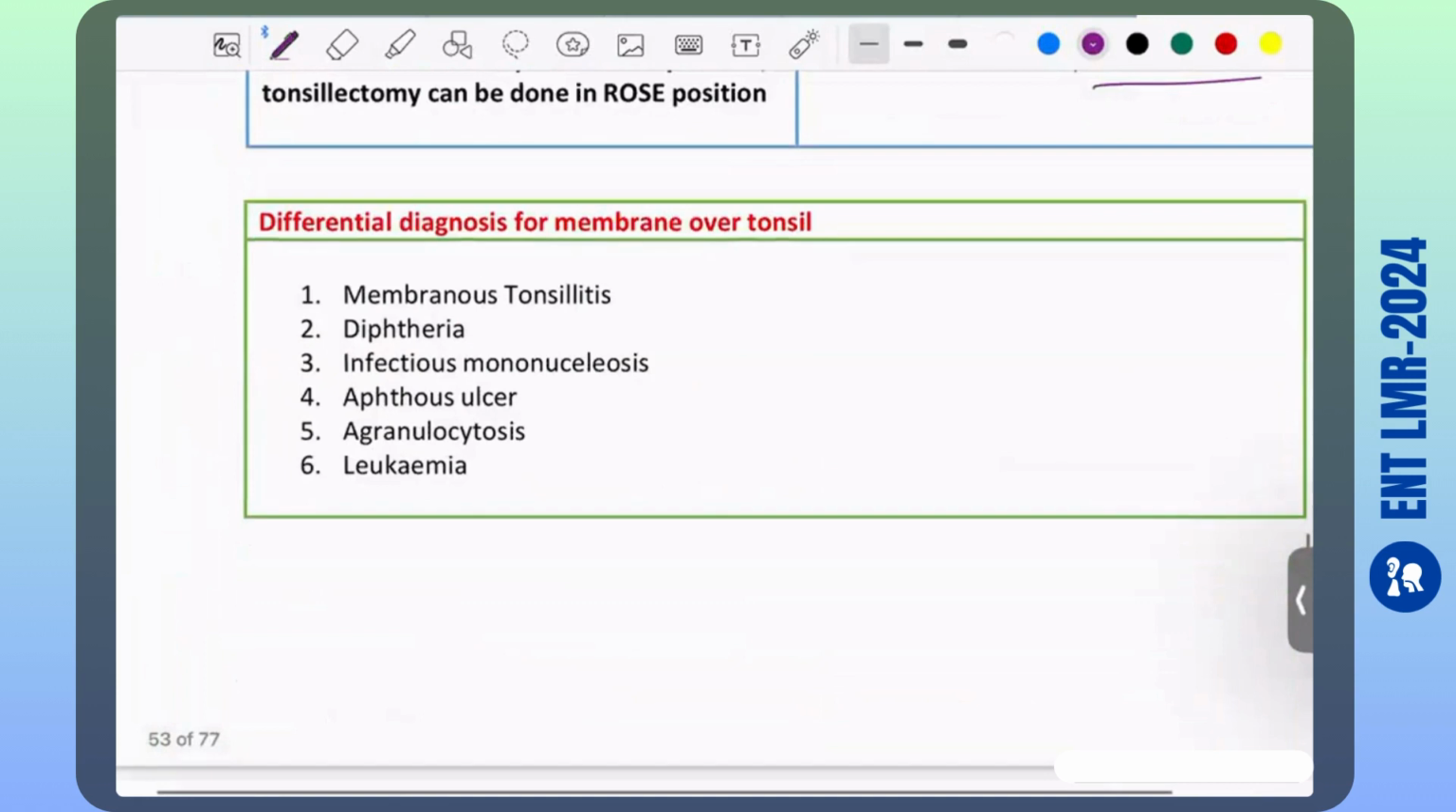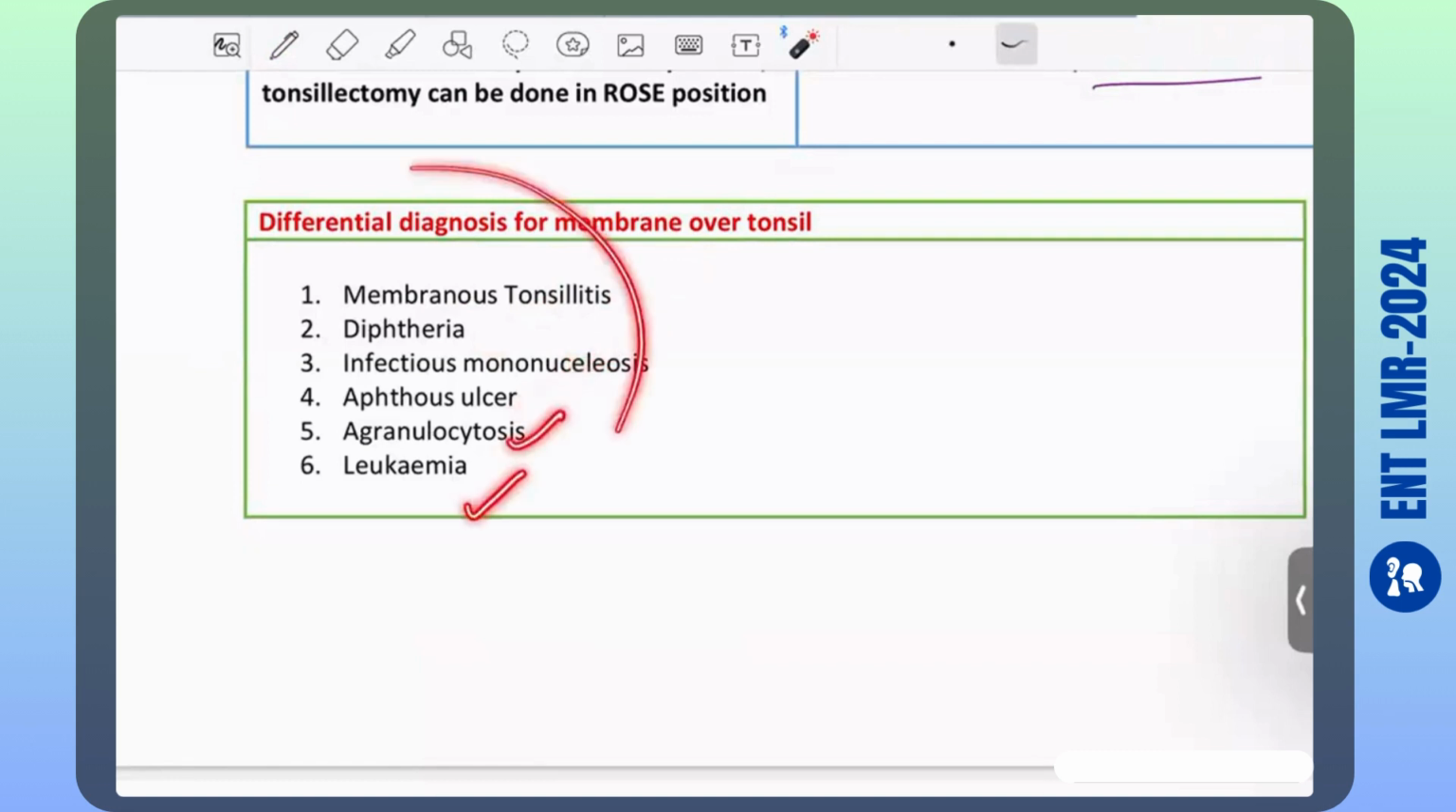Okay. The next important differential diagnosis is differential diagnosis for membrane over tonsil. It could be due to membranous tonsillitis, diphtheria, infectious mononucleosis, aphthous ulcer, agranulocytosis, leukemia. They may ask this question. It's a very important topic. Differential diagnosis for membrane over tonsil.